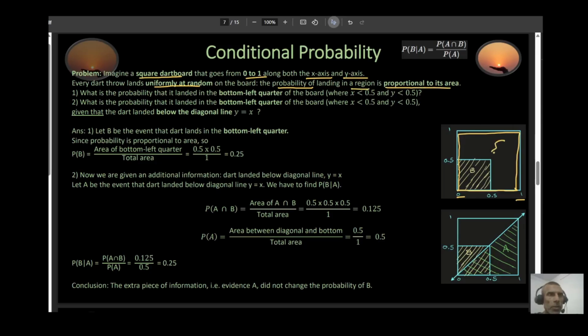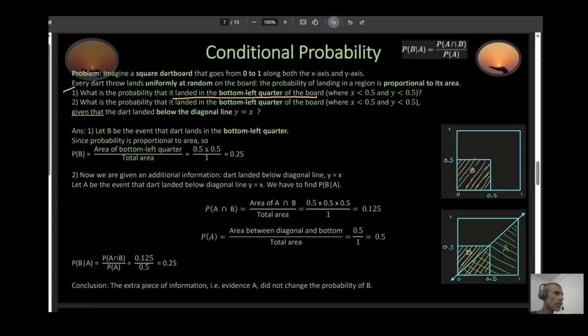So, let's say this is your region right here. The probability that it lands over here would be proportional to its area. Question number 1. What is the probability that it landed on the bottom left quarter of the board where x is less than 0.5 and y is less than 0.5? In other words, what is the probability that it landed over here in this region? And this point right here is 0.5 and this point is 0.5.